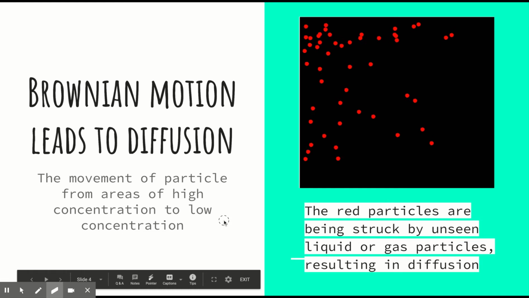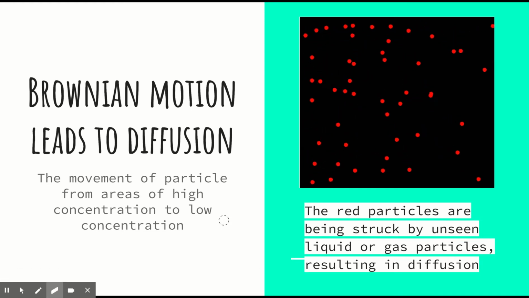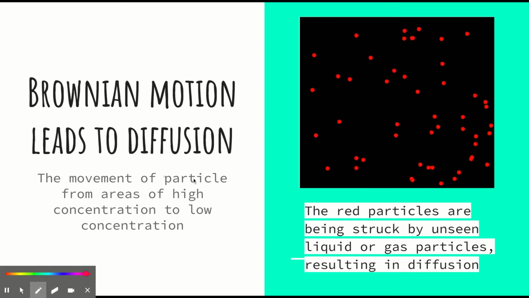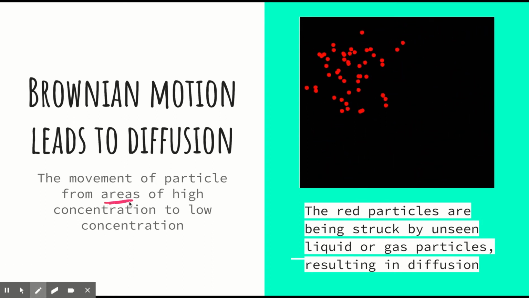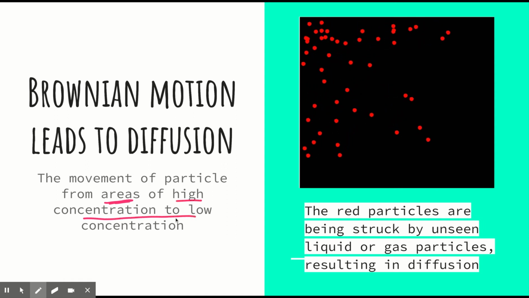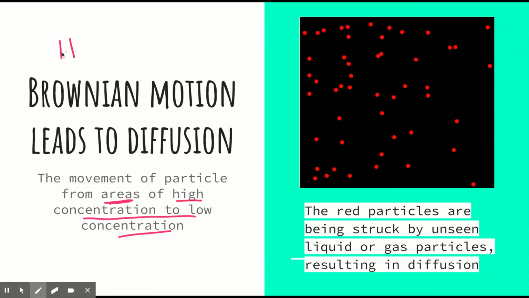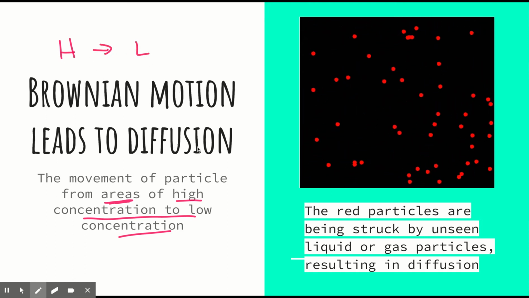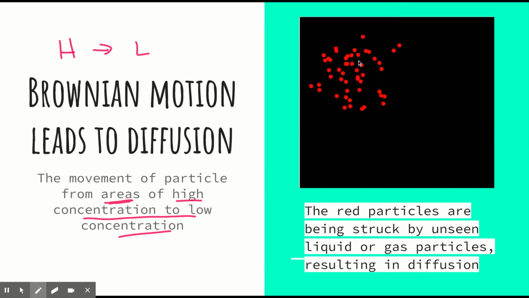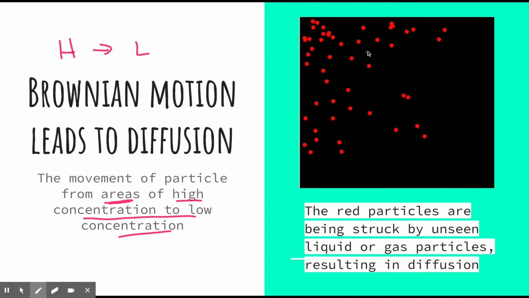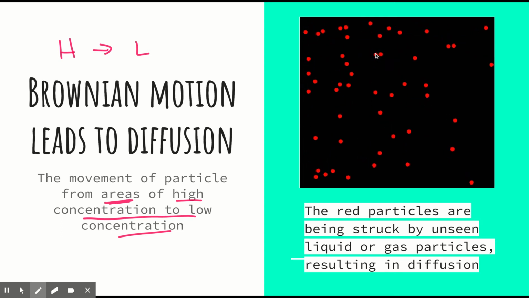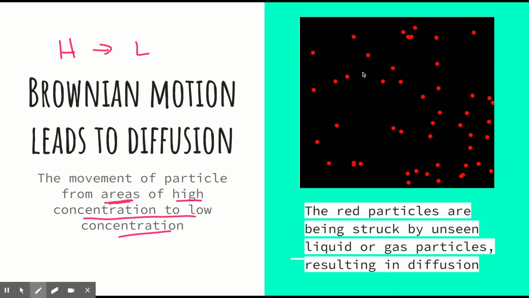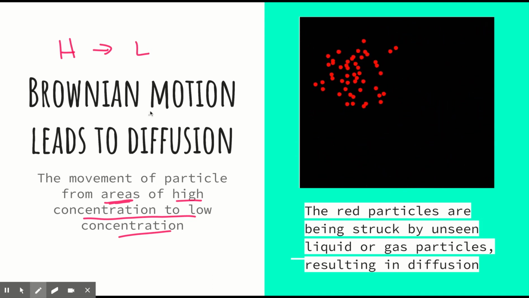Brownian motion leads to diffusion. This is a concept that you learned in grade 8. Diffusion is the movement of particles from areas of high concentration to low concentration, and you'll often see it shorthanded like that. If you look at this animation when it starts, you can't see the gas or the liquid that it's in. There are just red particles in something.